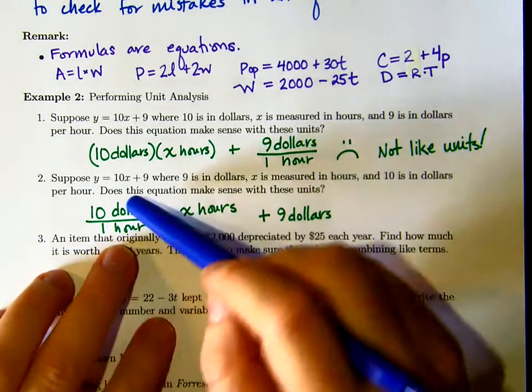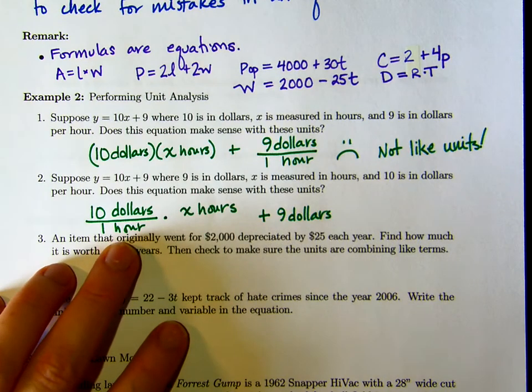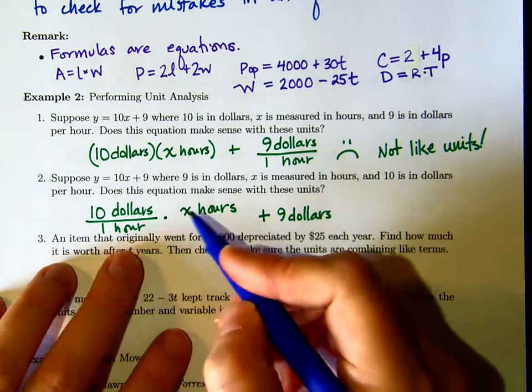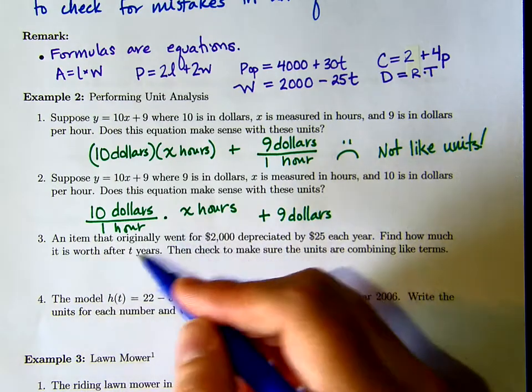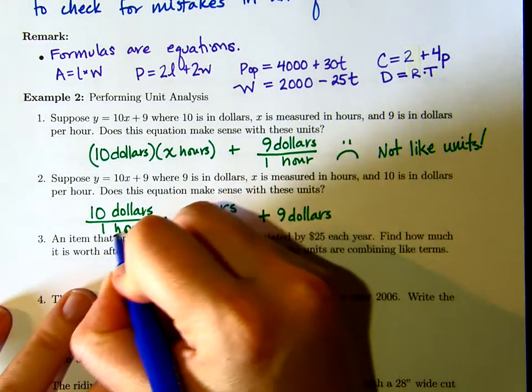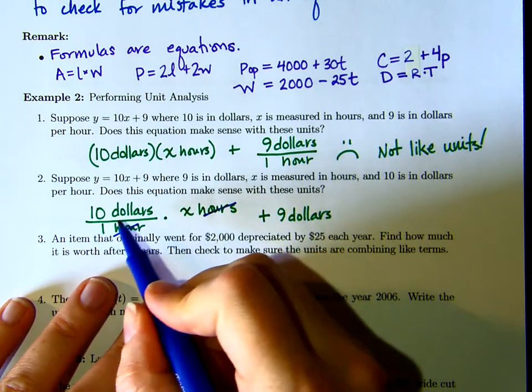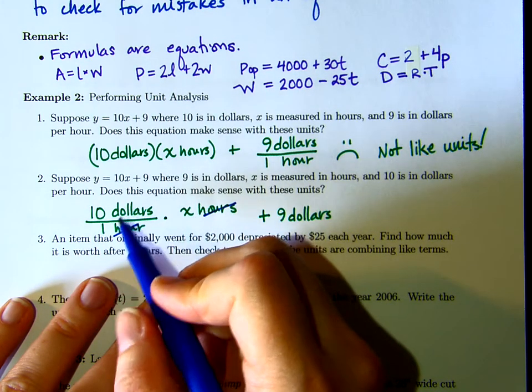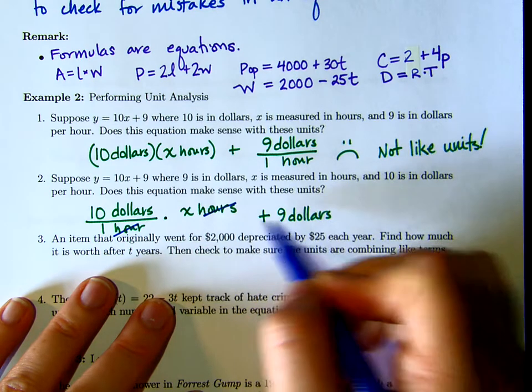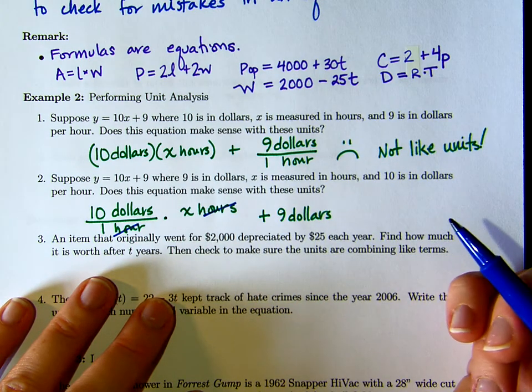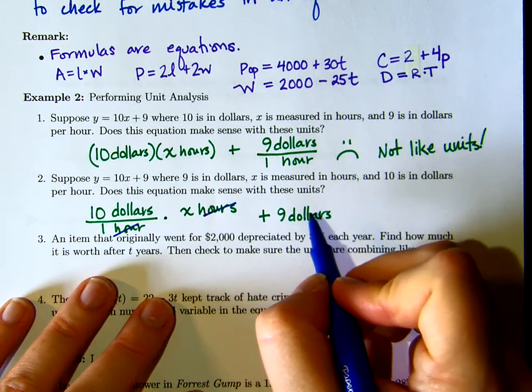If we are working and we're getting paid $10 an hour and we work for 3 hours, then this turns into $30 and the hours are gone, right? It just turns into whatever we multiplied and then in dollars. So if this is $30, $30 plus $9 is $39. So this is dollars plus dollars.